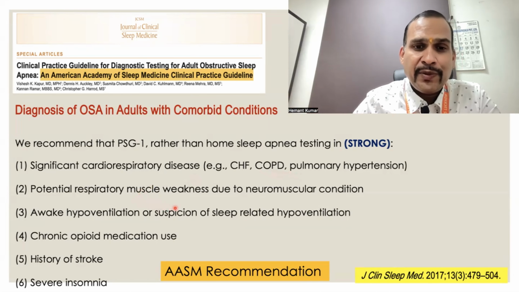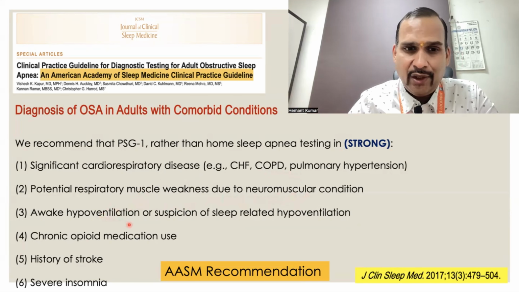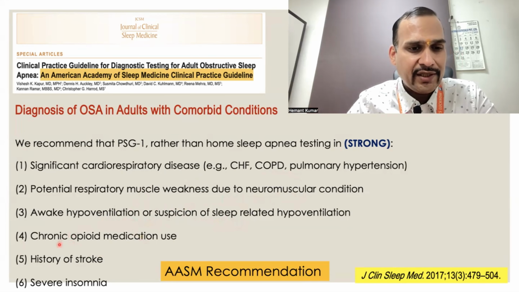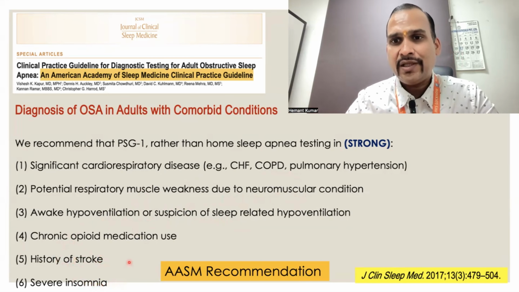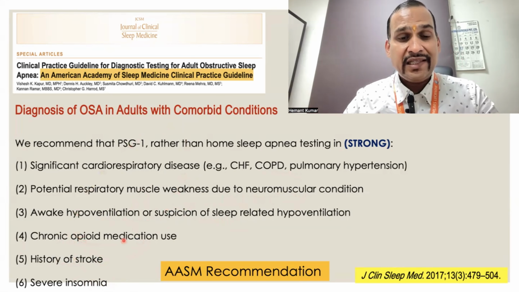Also those patients who have respiratory muscle weakness due to a neuromuscular condition, awake hypoventilation or suspicion of sleep-related hypoventilation, chronic opioid medication, history of stroke, or severe insomnia. So if the patient has any one of these criteria, we have to advise a type 1 study only. This is a strong recommendation, not a weak recommendation. So remember, if the patient has comorbidity, we have to do a type 1 study only, not type 3.